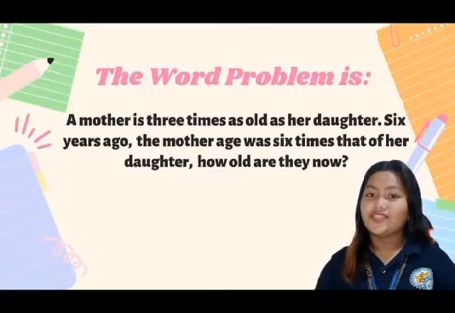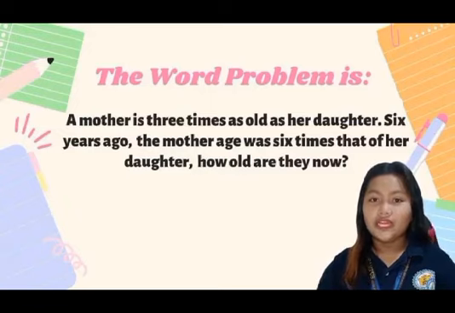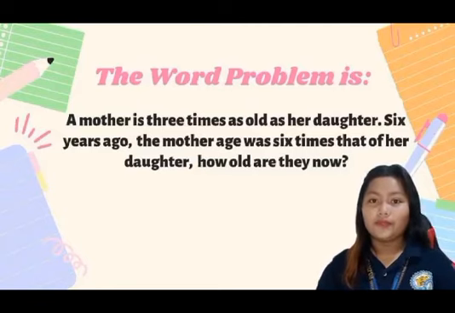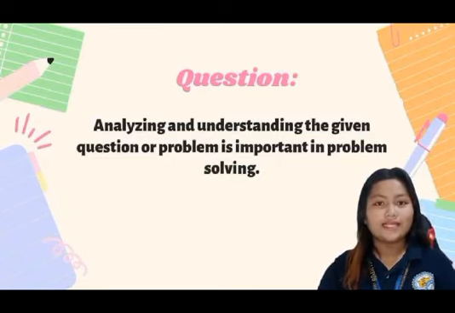A mother is 3 times as old as her daughter. 6 years ago, the mother's age was 6 times that of her daughter. How old are they now? So, with the help of Q-tips, we will find first the Q or the question. Analyzing and understanding the given question or problem is important in problem solving. So, we need to find the age of the mother and her daughter if 6 years ago, the mother's age was 6 times that of her daughter.